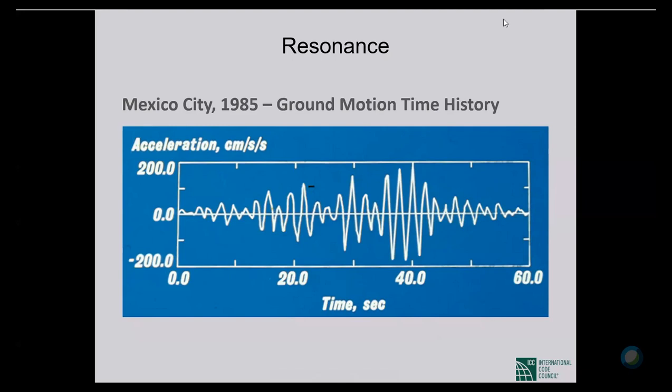much more frequently than the ball itself in an earthquake. And the soft soils of Mexico City had a predominant period of 2 seconds, which is reflected in this ground motion. This is the ground motion that downtown Mexico City structures experienced.